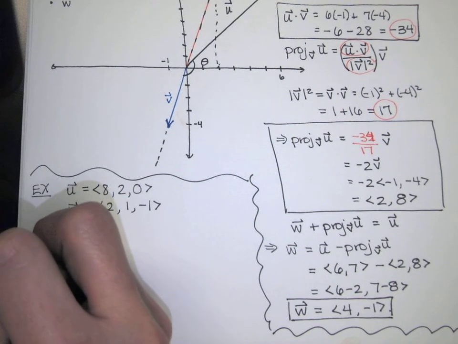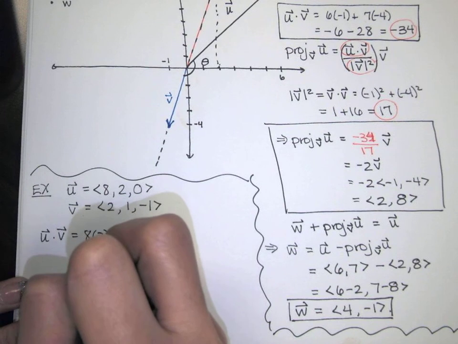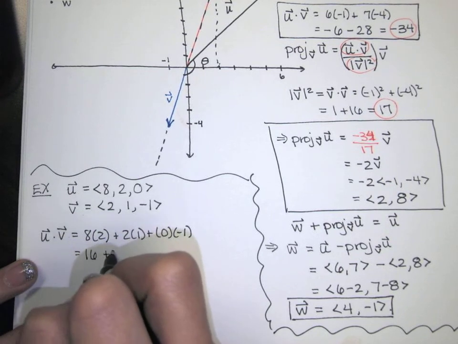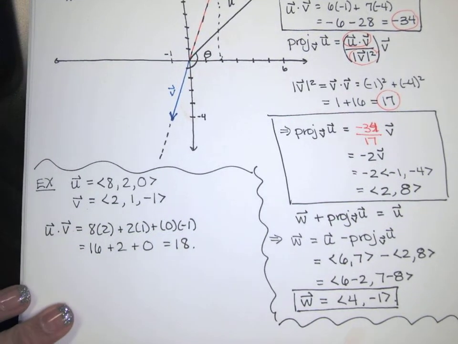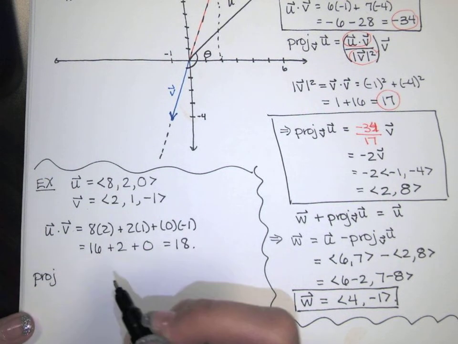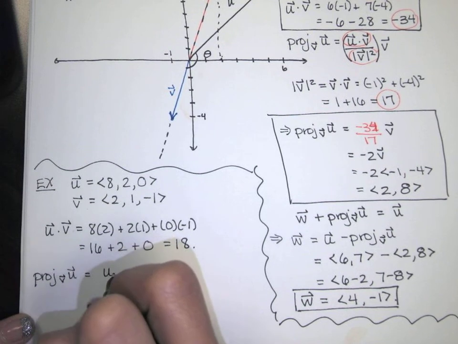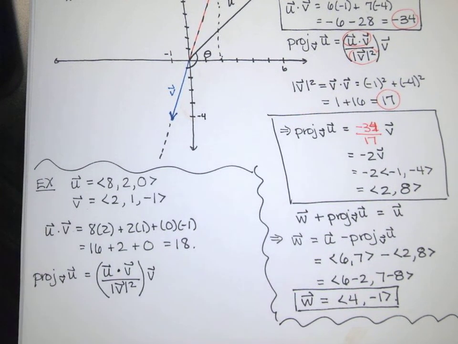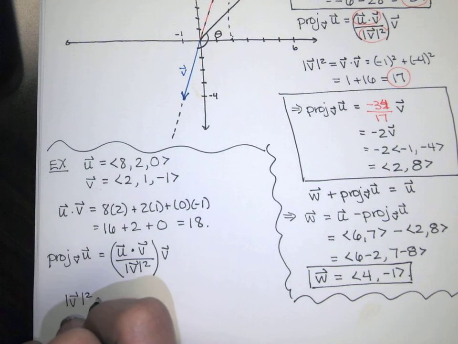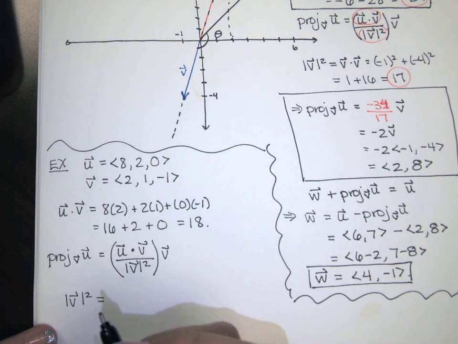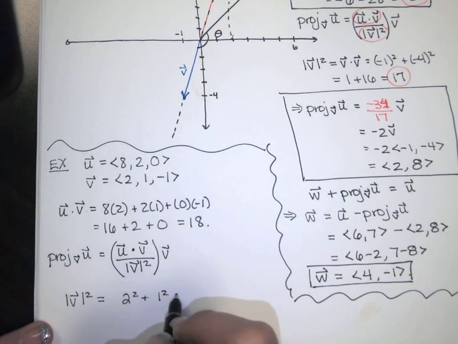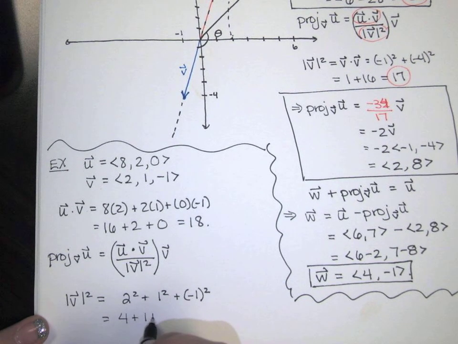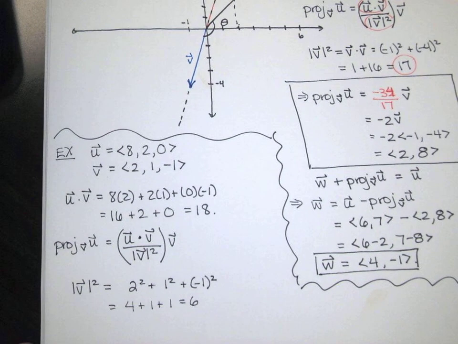We're going to take their dot product. So multiply component by component, and then add. So I've got 16 plus 2 plus 0, so that's 18. And then if I want the projection of U onto V, I write my formula down. I need the dot product, which I just found, divided by the length of V squared. I'm going to take that and multiply by the vector V. Now the length of V squared just comes from taking the components and squaring them and adding them. I would square them, add them, and take the square root if I wanted the length. If I want the length squared, I don't need the square root. So now I've got 4 plus 1 plus 1. So the length of V squared, or the magnitude of V squared, is 6.